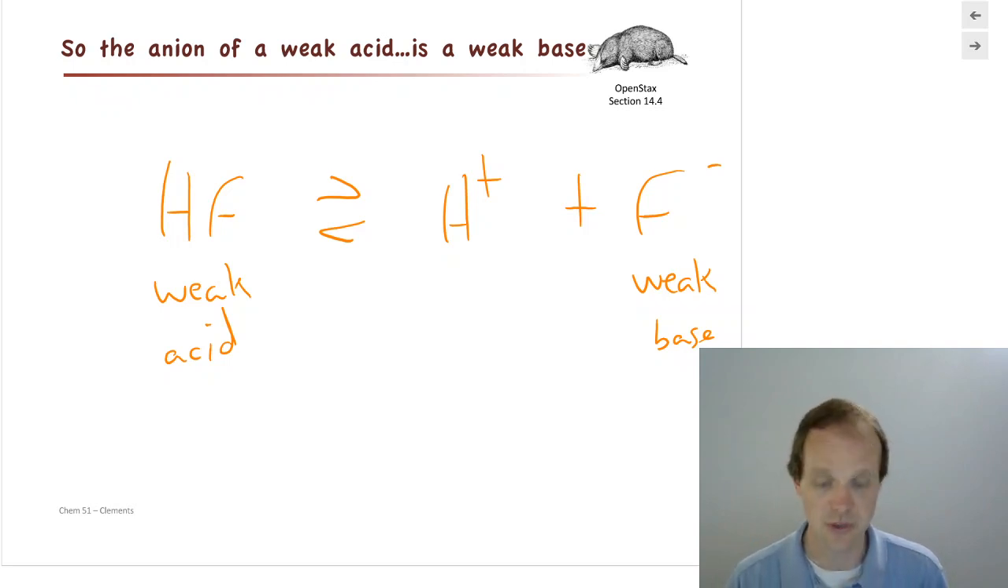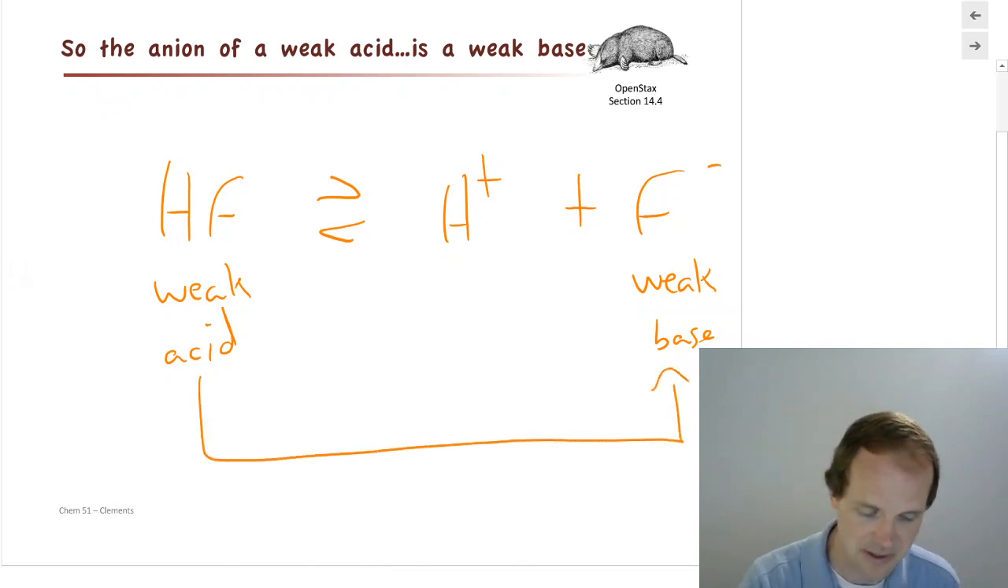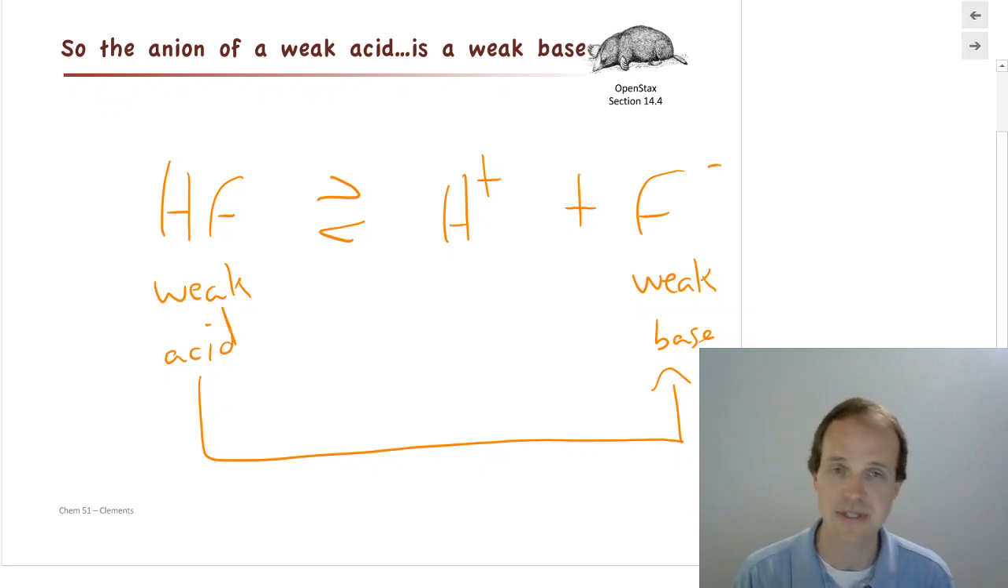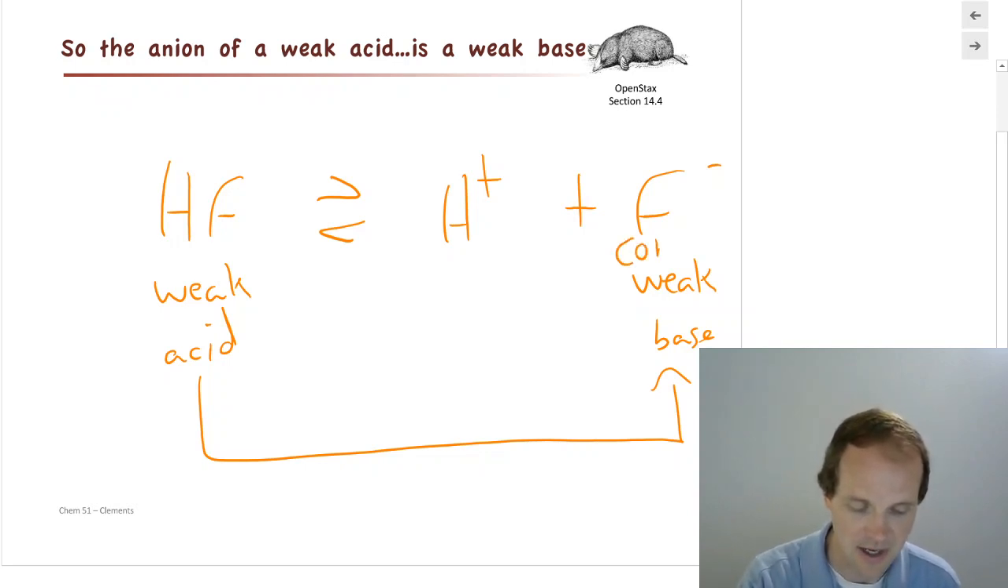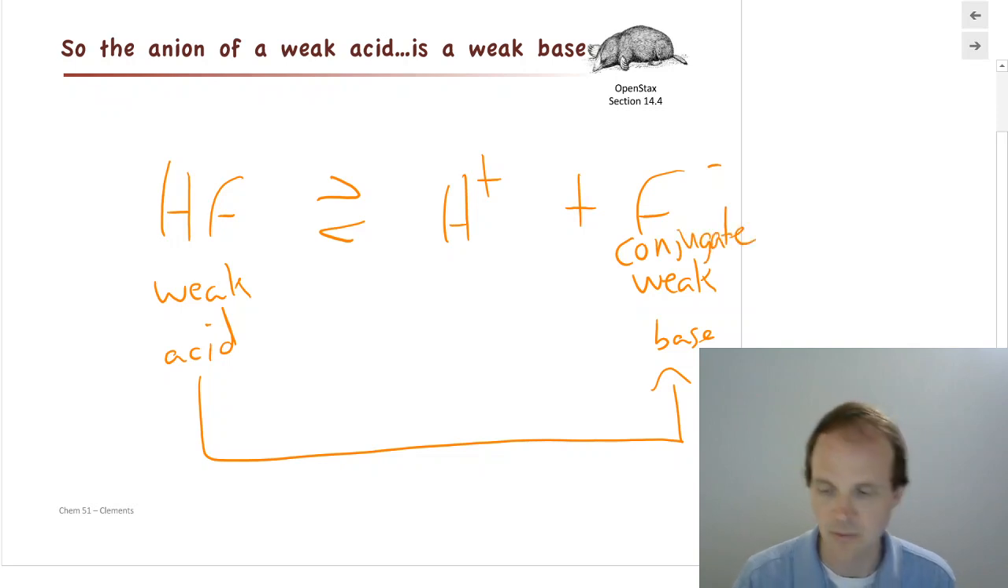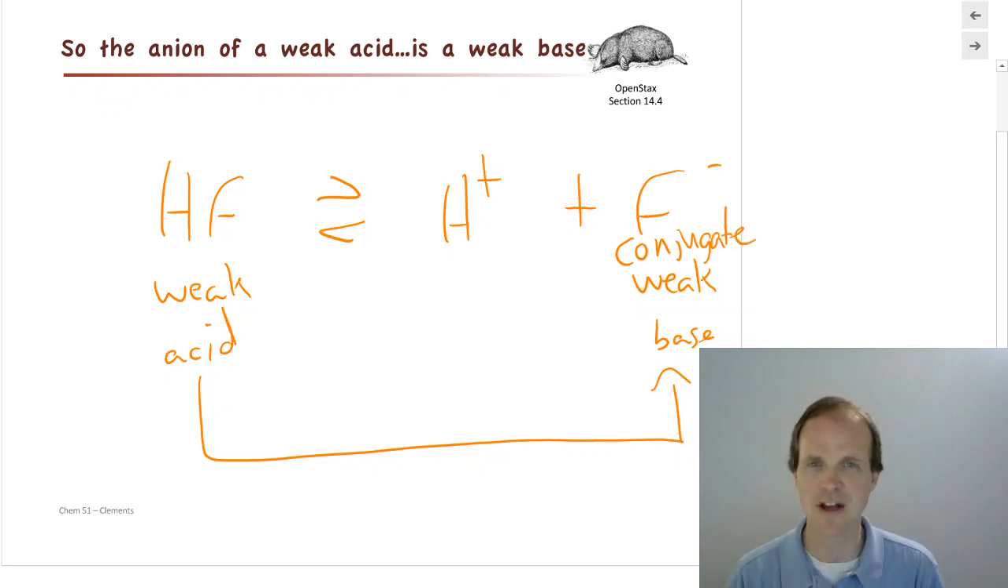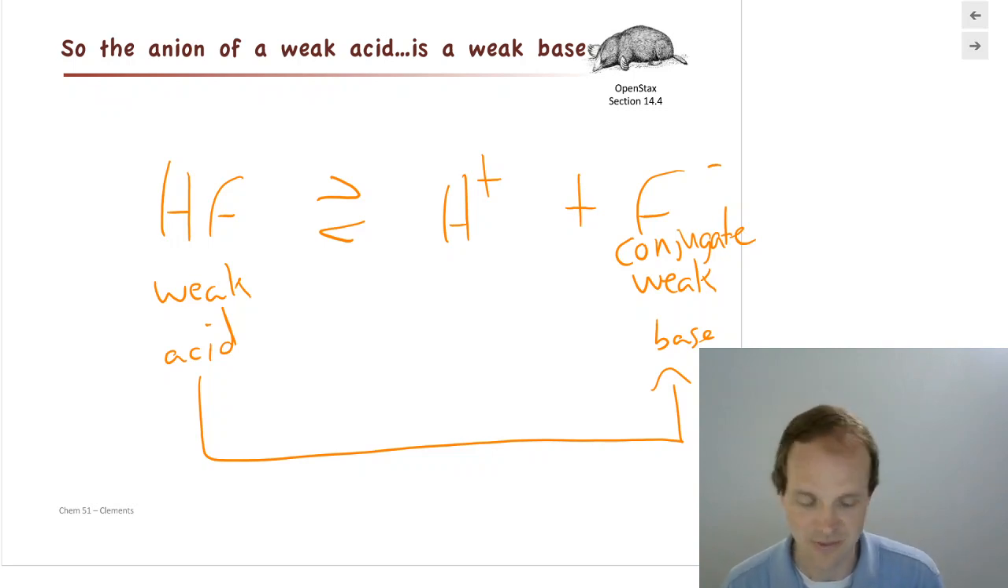And in fact, there's words for this stuff. HF is our weak acid, and it produces F minus, which is the conjugate weak base. Now, what does conjugate mean? It took me a long time when I first learned chemistry to figure out what conjugate meant. And it turns out it's actually really, really easy. Acids and bases are on the left-hand side of your chemical reaction. Conjugates are on the right-hand side of your chemical reaction. It really is that simple. It's how you write it. Acids and bases are always on the left-hand side. Conjugate acids and conjugate bases are always on the right-hand side.